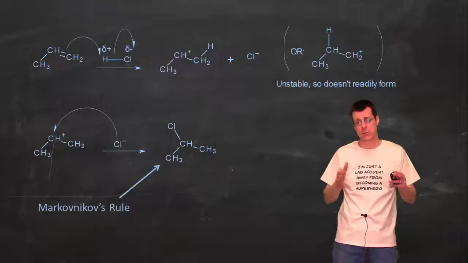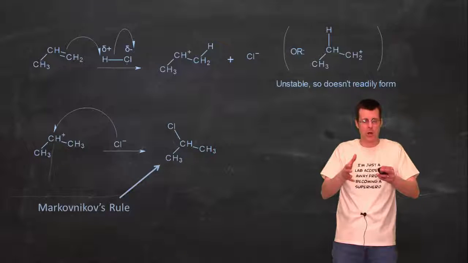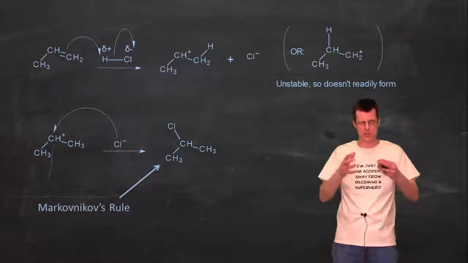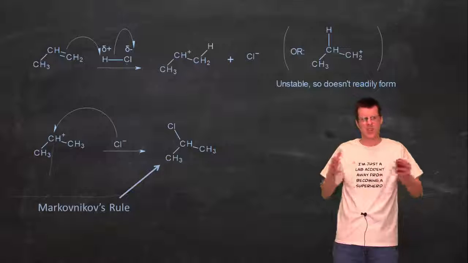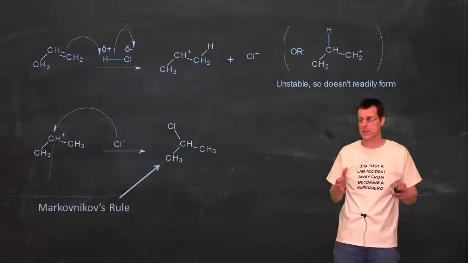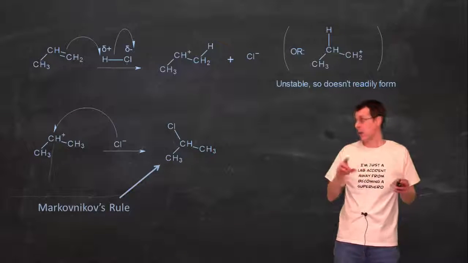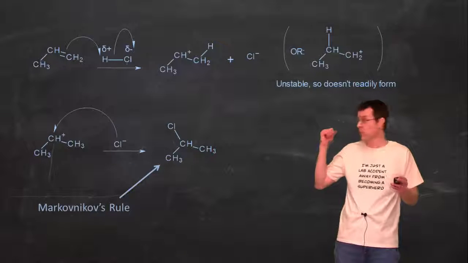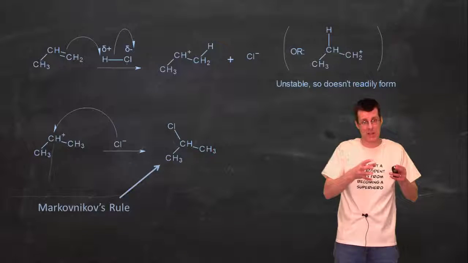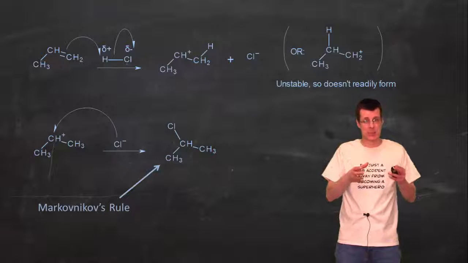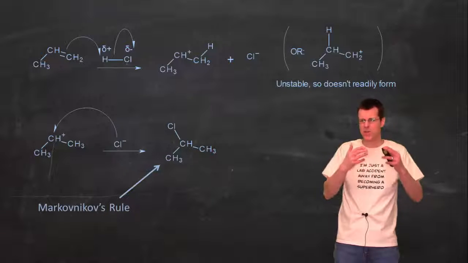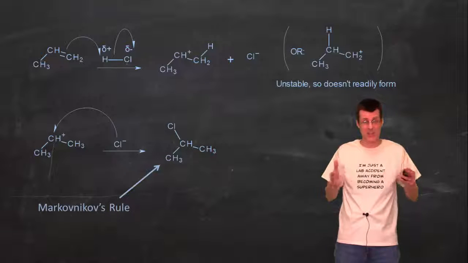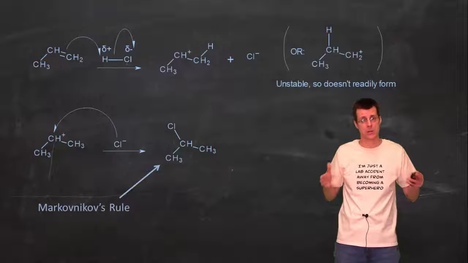Now, Markovnikov's rule just says that the carbon that has more carbons attached to it is more likely to end up as the carbon of the functional group. He said it a little bit differently, I guess. But the reason for that is back in that first set of brackets. That carbon with the positive charge on the end is less stable. Now we can think about why it's less stable, but again, that's going to come down to how many carbons are attached to it.